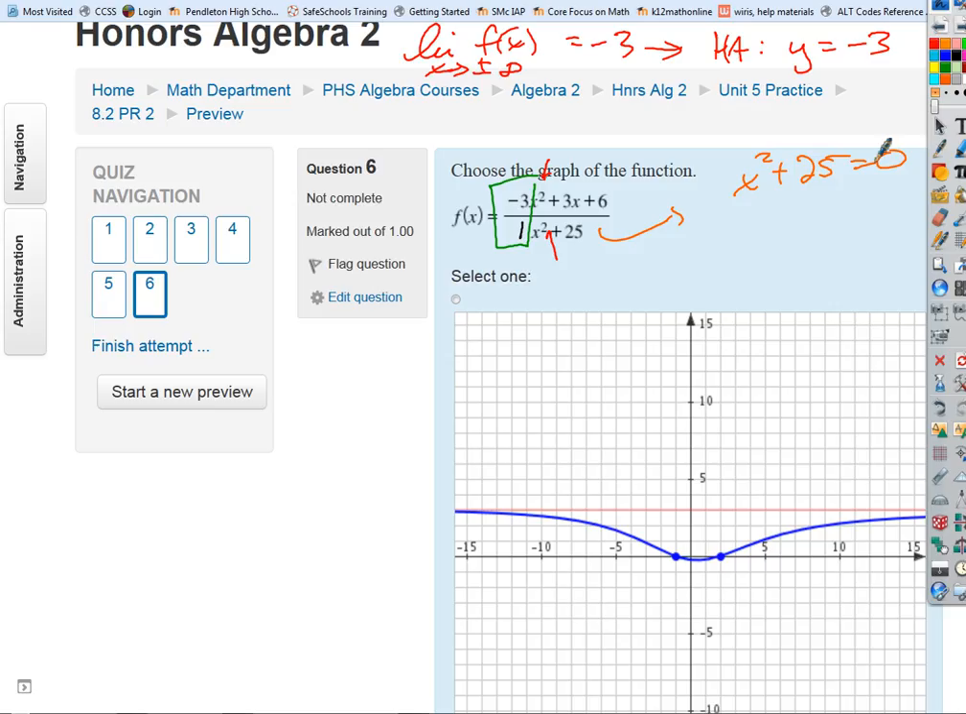Are there going to be any of those in this case? No, there are no exclusions. The domain would be all real numbers here. What about the top? We could simplify the top a little bit, couldn't we? If we were to factor out a -3 on the top, what are we left with? x squared minus x minus 2, is that right? Over x squared plus 25. So what does the top factor into?